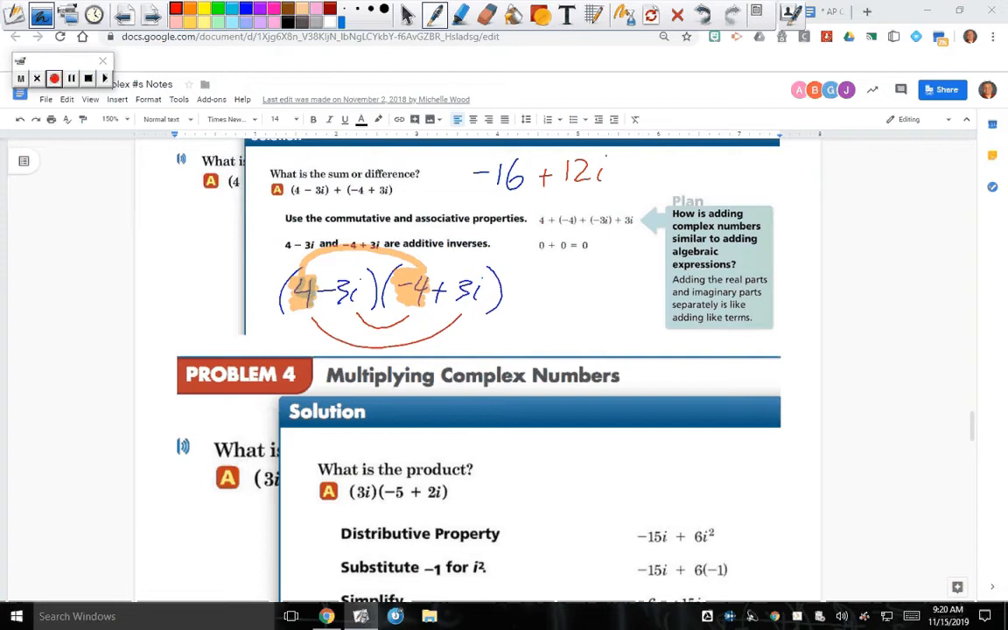Positive or negative? Yep. Corbin, what do I get for my last terms? Be careful. Negative 9i squared. That's perfect. Negative 9i squared. Okay? Let's combine all like terms. Are these like terms? Yeah. What would I get? 24i.